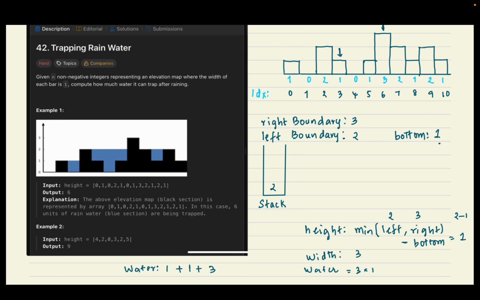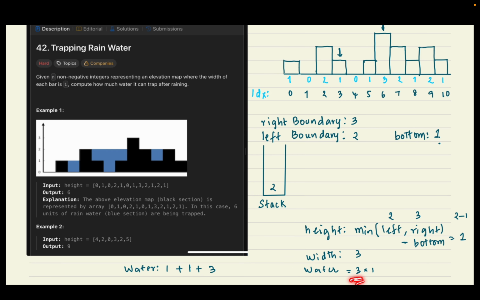Whenever I encounter a right boundary, then I will be taking the elements from the stack, and the top of my stack will be the left boundary for the popped element, right? Now that I know my left, right and bottom, I can determine the height and width. Since height and width has been determined, I can determine the amount of the capacity of water which can be stored. Okay, let me jump back to the code and show you how I have implemented it.